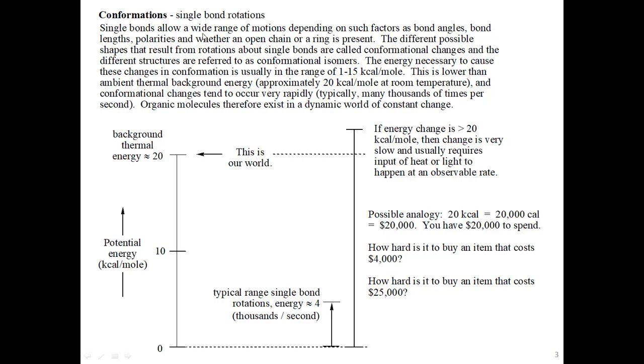So single bonds can rotate through 360 degrees, and the energy changes as it does that. So we'll see something called staggered and eclipsed, and there are many conformations in between that we just ignore. A typical single bond rotation would be down here around 3, 4, or 5 kcals. In our world, we have much more energy. We have about 20 kcals background energy, and so things that require less than 20 can happen just from the energy in the background world that we have.